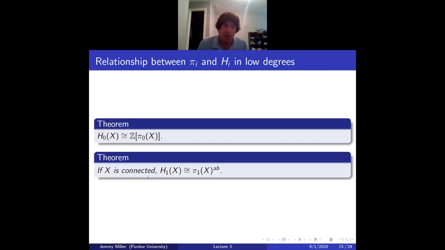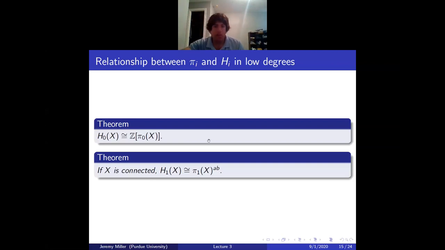And also, if x is connected, H1 of x is the abelianization of pi 1 of x. So again, they really want to be the same, but pi 1 of x is not necessarily an abelian group, and H1 of x is an abelian group. So we're just taking our non-abelian group and making it abelian, modding out by all commutators.